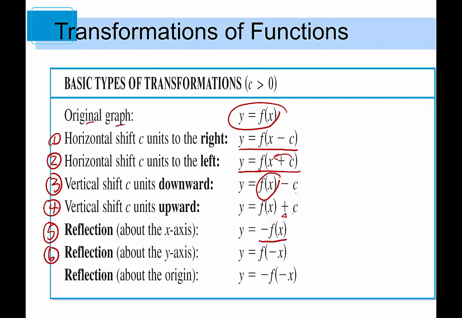For a reflection about the y-axis, you replace x with negative x in the original function. So I have y equals f of negative x. The last one is a reflection about the origin. So replace x with negative x and replace f of negative x with negative f of negative x. So a double negative sign, in front of the x and in front of the f. Okay, so those are the 7 basic types of transformation.